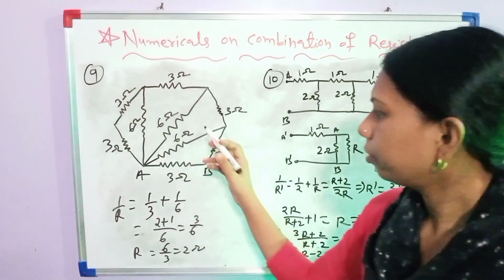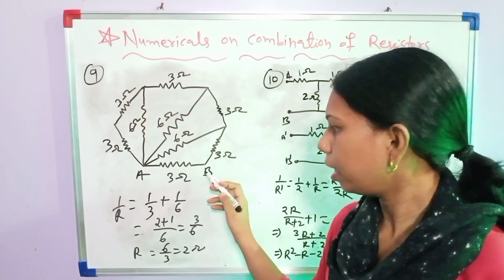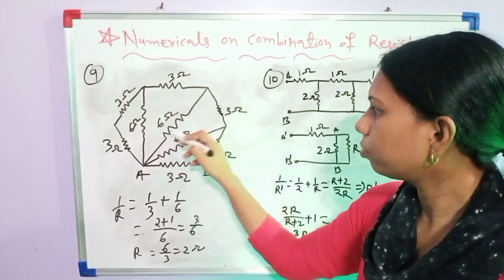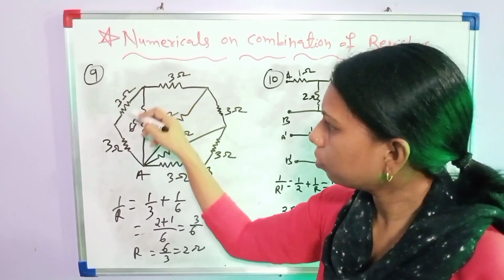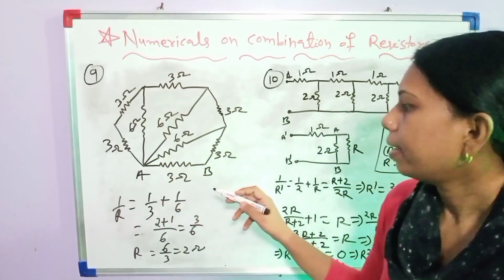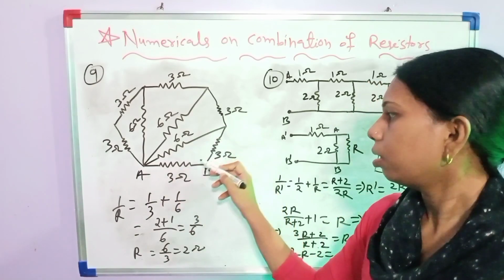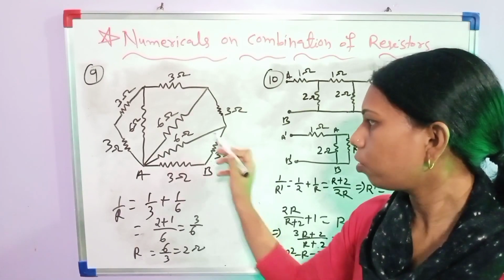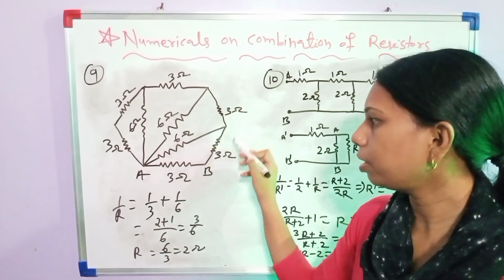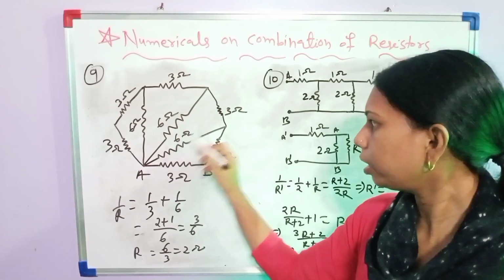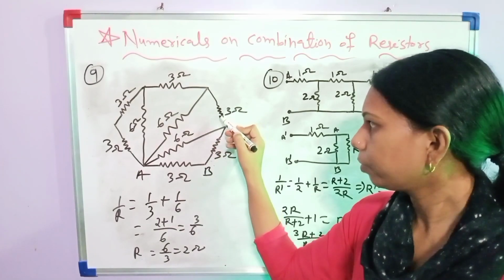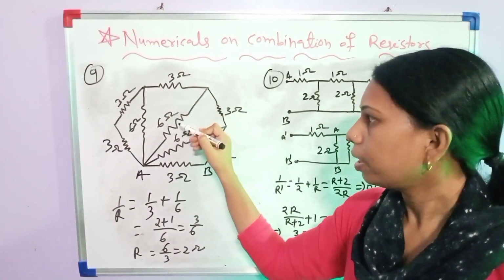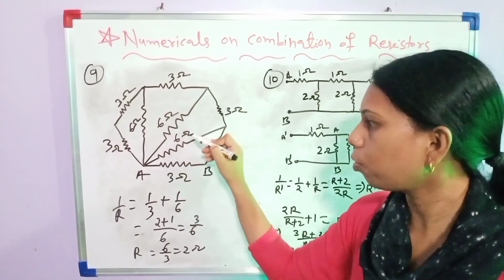Next, question number 9. Find the equivalent resistance between A and B. Here 3 ohm, 3 ohm, here 6 ohm, again 3 ohm, 6 ohm, 3 ohm, 6 ohm, 3 ohm and 3 ohm. Here this 3 ohm and 3 ohm are in series. Equivalent of them is 6 ohm. Then 6 ohm, 6 ohm parallel. Equivalent of them is 3 ohm. Again 3 ohm, 3 ohm in series. Equivalent of them is 6 ohm. Again 6 ohm and this 6 ohm in parallel. Equivalent of them is 3 ohm.